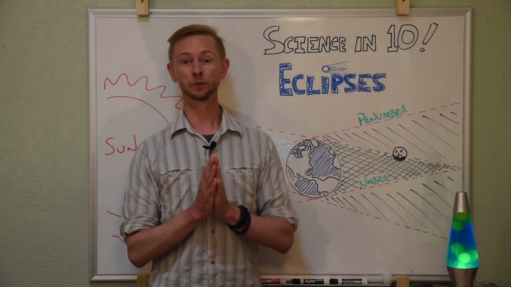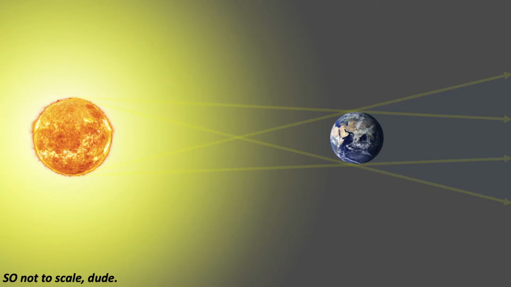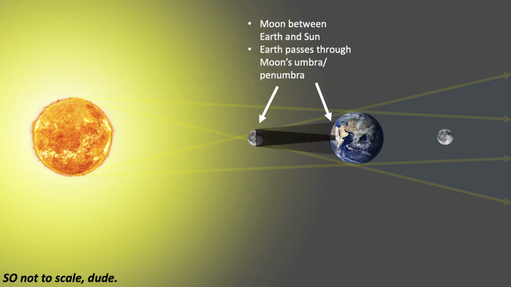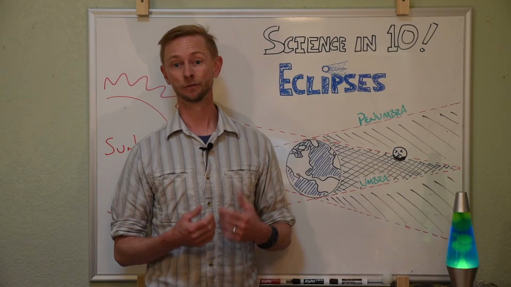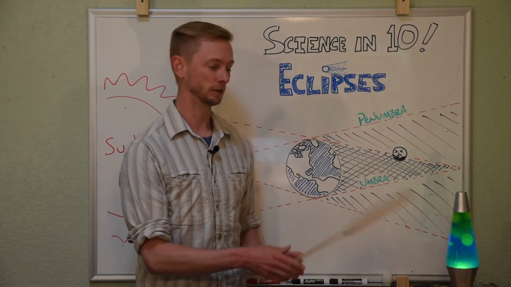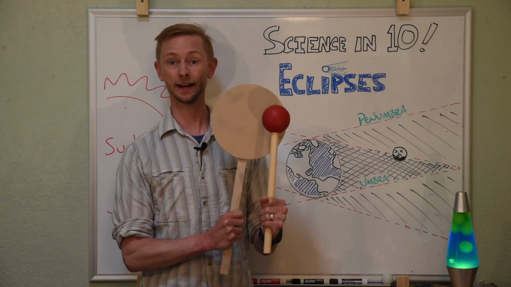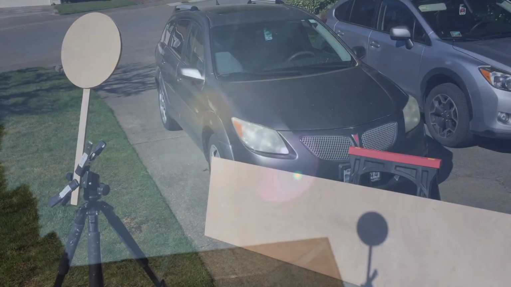Eclipses occur when the Moon's orbit brings it directly in line with the Earth and the Sun, either with the Moon between the two or on the opposite side of the Earth. When this happens, either the Earth or the Moon will pass through the other's umbra or penumbra. For a really high-tech demonstration, let's head out to the yard and use a model Earth, Moon, and the actual real Sun.